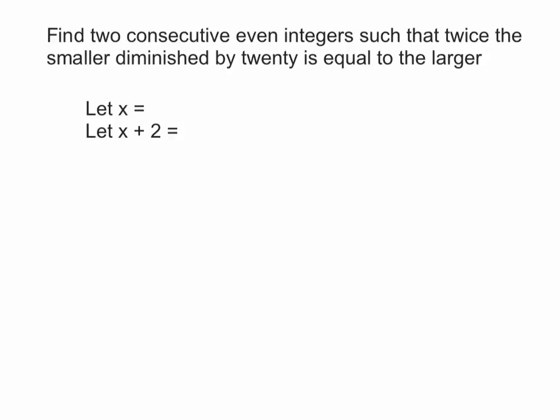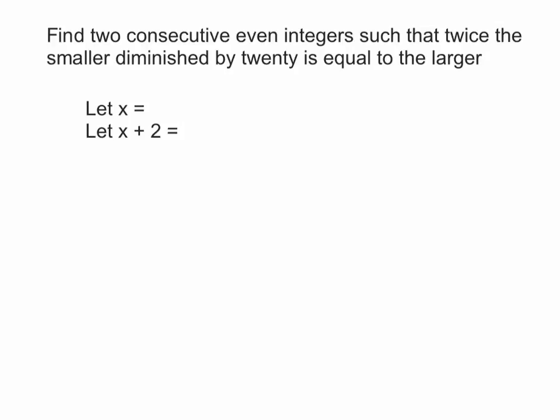This is Unit 2, Days 7 and 8, Homework, Practice 2. This number is number 4. Find two consecutive even integers such that twice the smaller diminished by 20 is equal to the larger.